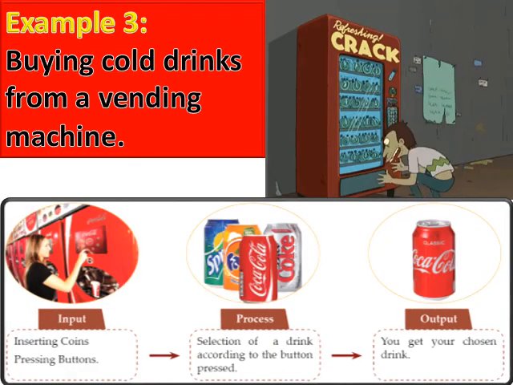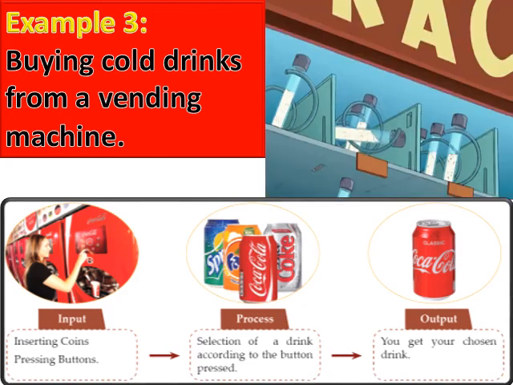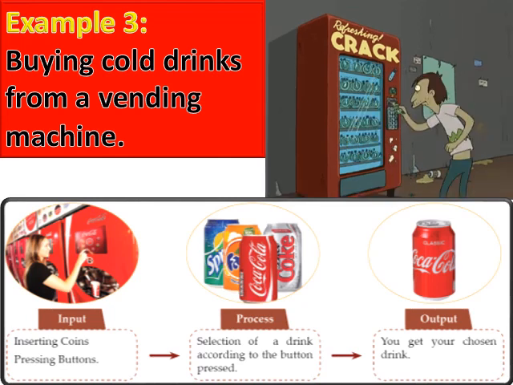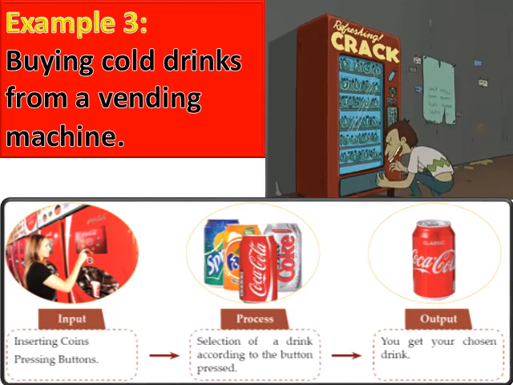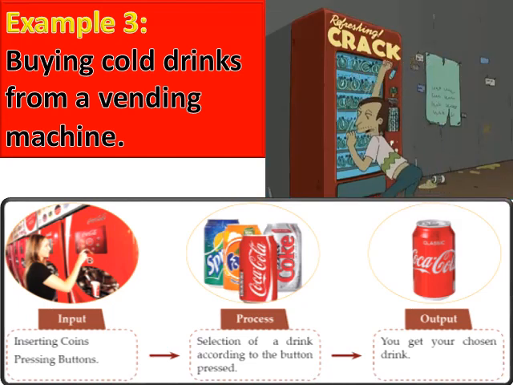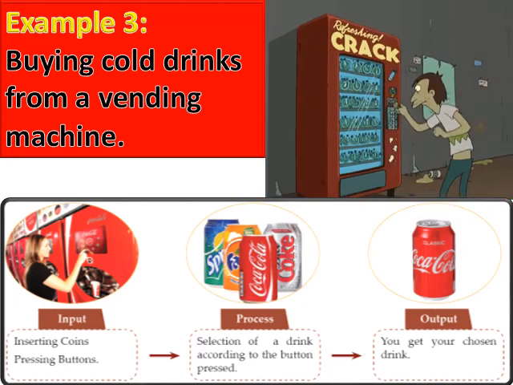Example 3. Buying cold drinks from a vending machine. Now the process is given below. Input, inserting coins, pressing buttons. Process, selecting of a drink according to the button pressed. And output, you get your chosen drink.